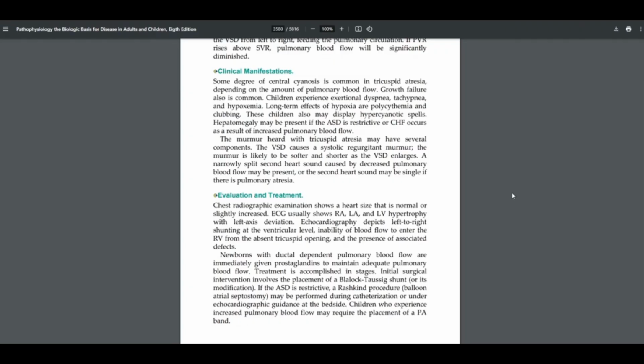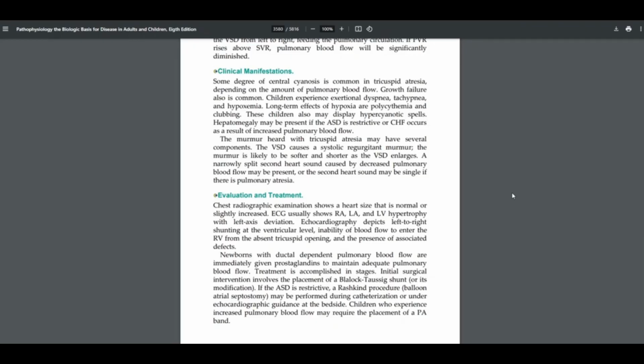Hepatomegaly may be present in ASD, and restrictive or CHF occurs as a result of increased pulmonary blood flow. The murmur heard with tricuspid atresia may have several components. The VSD causes a systolic regurgitant murmur. The murmur is likely to be softer and shorter as the VSD enlarges. A narrowly split second heart sound caused by decreased pulmonary blood flow may be present. Or the second heart sound may be single if there is a pulmonary atresia.